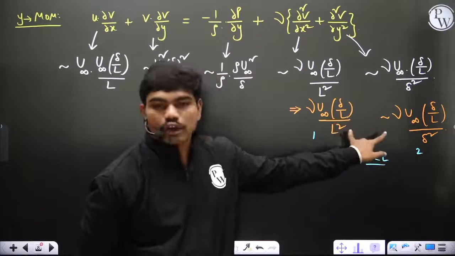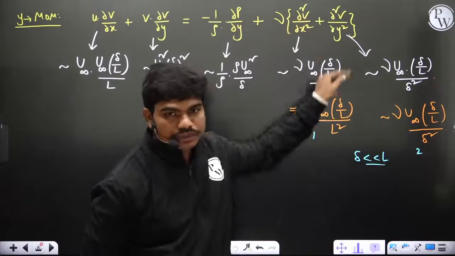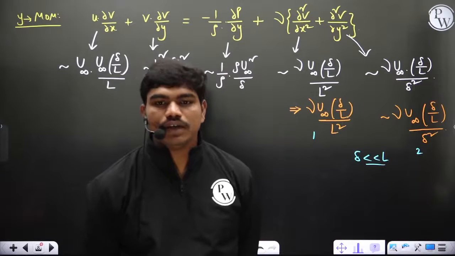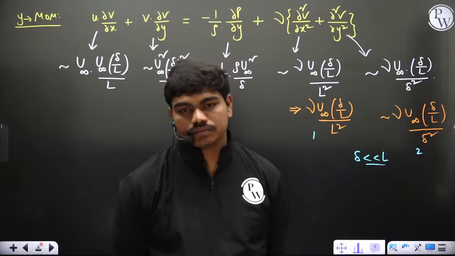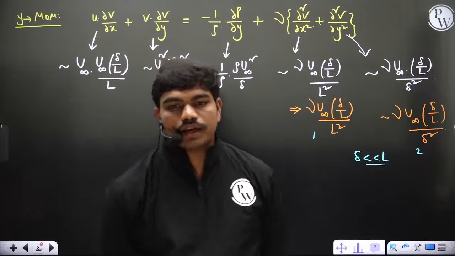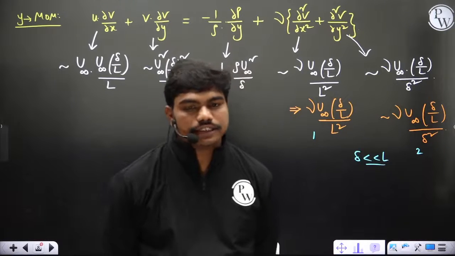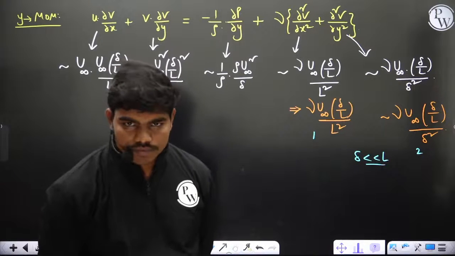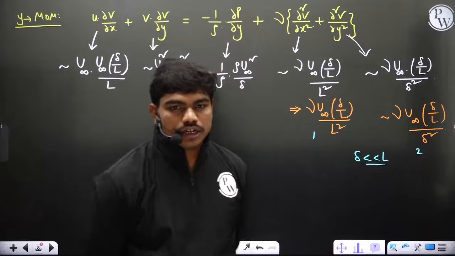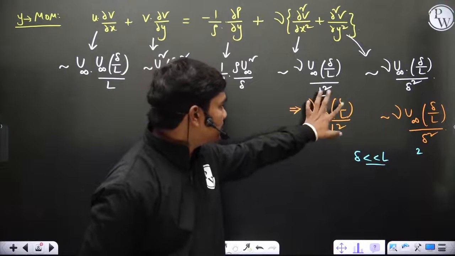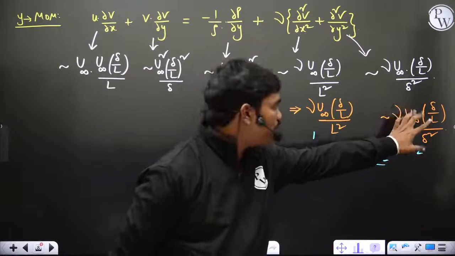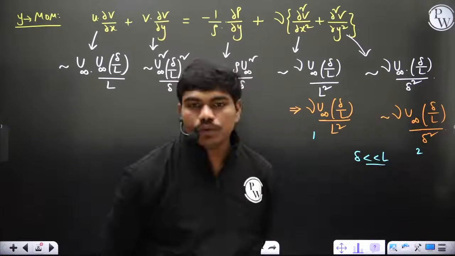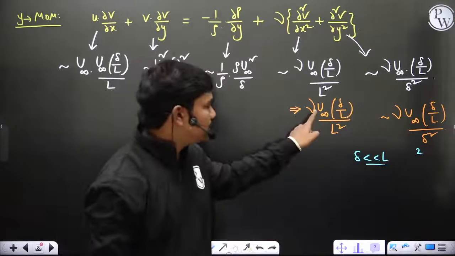Out of these two terms, because it's a summation, we can actually neglect one term. Can you tell me which term we can neglect actually in this case? Come on, think. This will be of magnitude this quantity divided by L square. This will be of magnitude this term divided by delta square. So out of 1 and 2, you can easily neglect this term, correct?